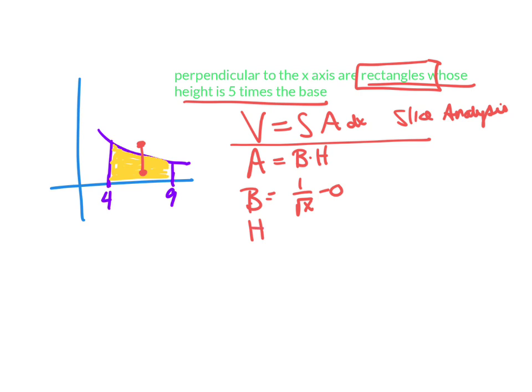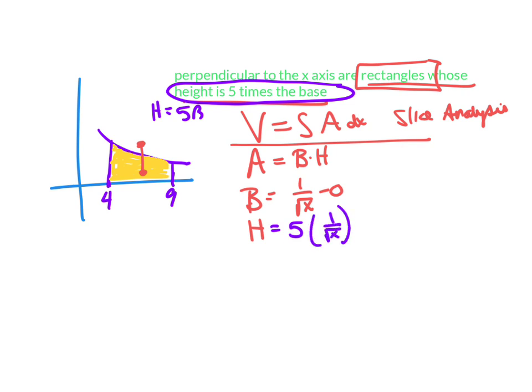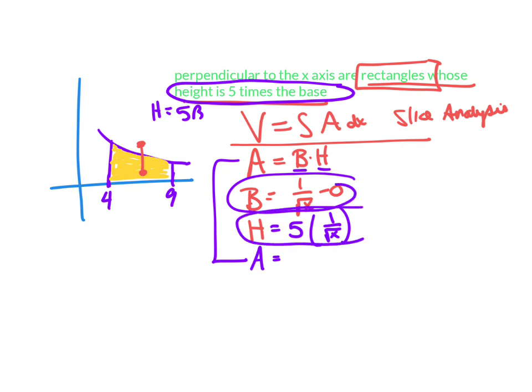My height, that's where this description's coming in. My height is, remember, h equals, make a little note for yourself, h is 5 times the base. So I'm just going to do 5 times whatever I wrote for base, so 5 times 1 over radical x. My area then, I've taken care of the 2 letters in the problem. My area is equal to what I wrote for the base times what I wrote for the height.